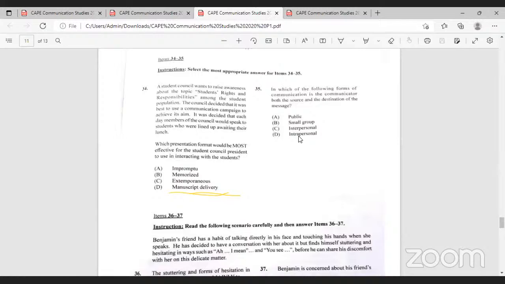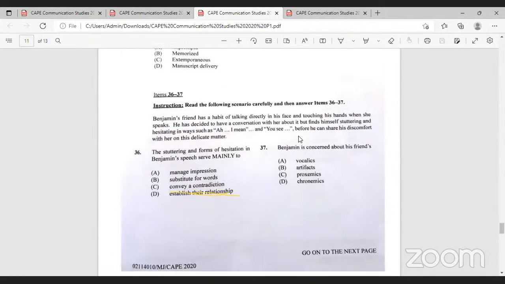This one is asking which of the following forms of communication is the communicator both of them. So what does that mean? It means that you are both of them at the same time, simultaneously. So if I'm communicating with myself, like I'm talking to myself in the mirror, kind of thing, then that is intrapersonal. I am both the source and I am the intended recipient. So it's not inter. Oh, okay.